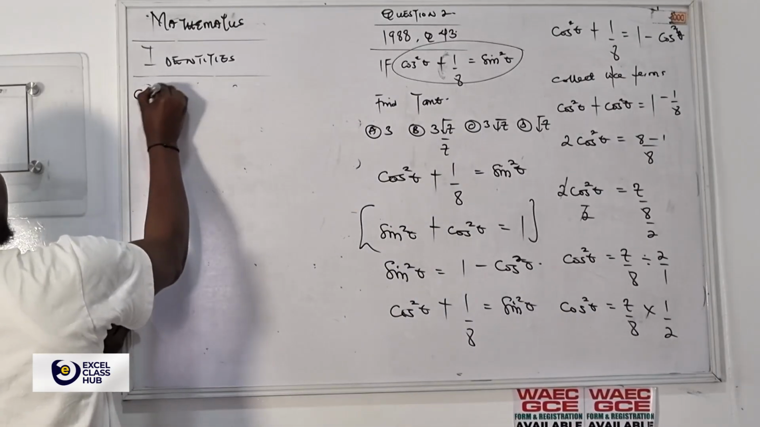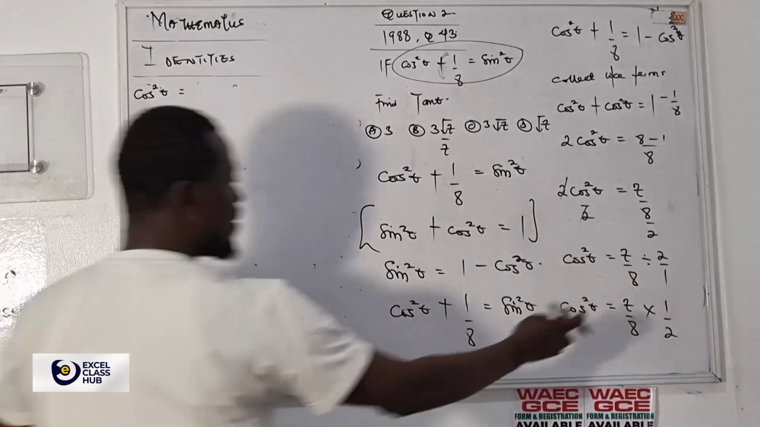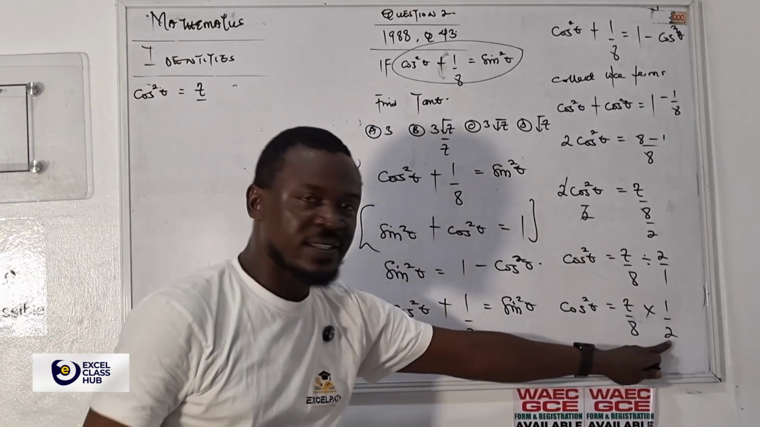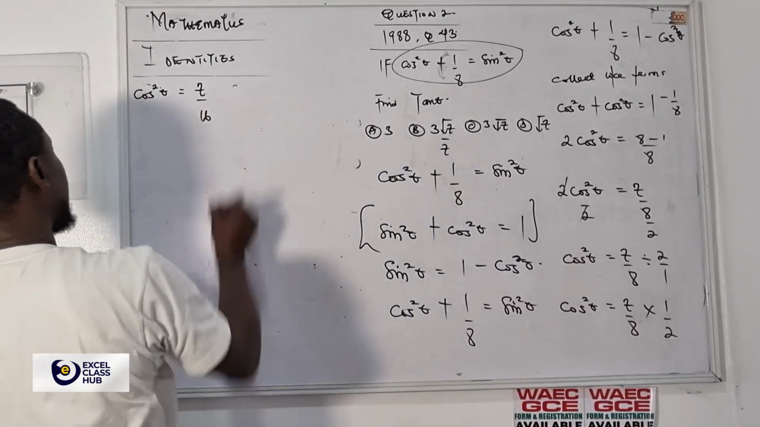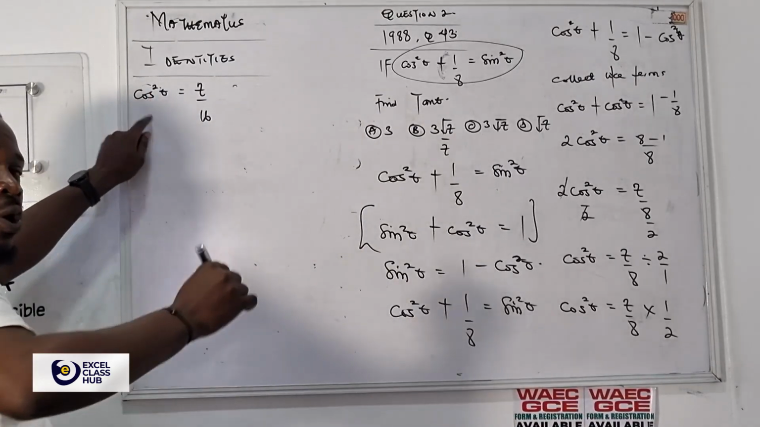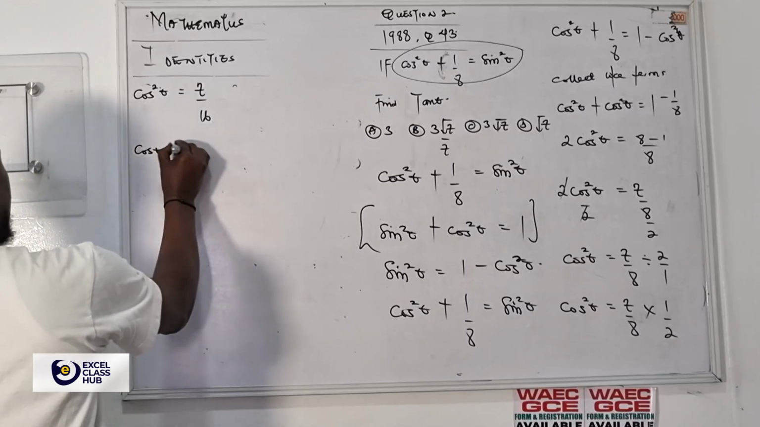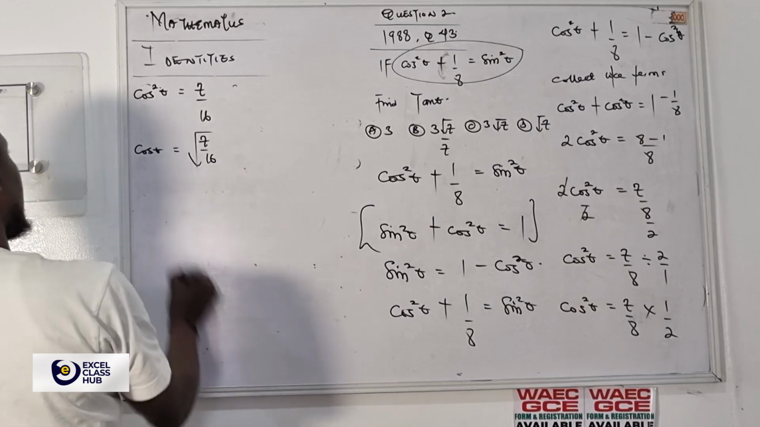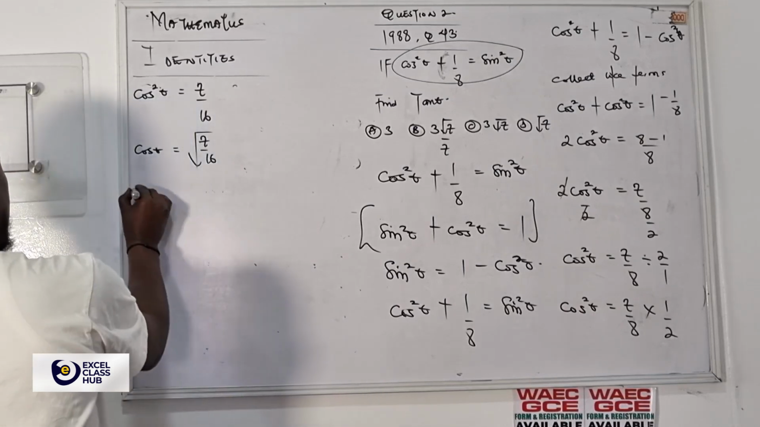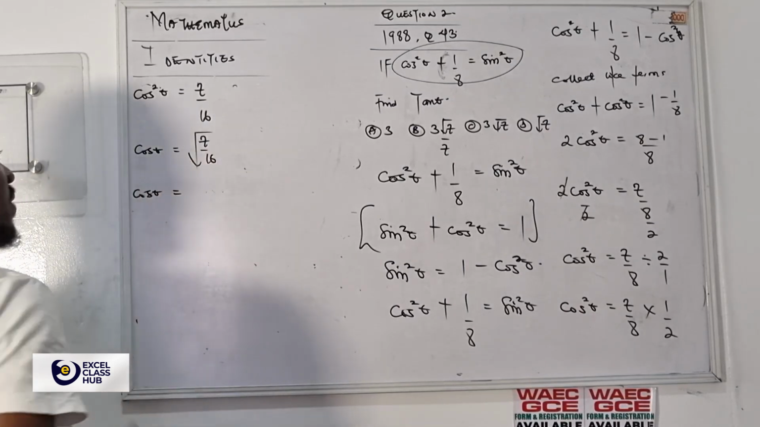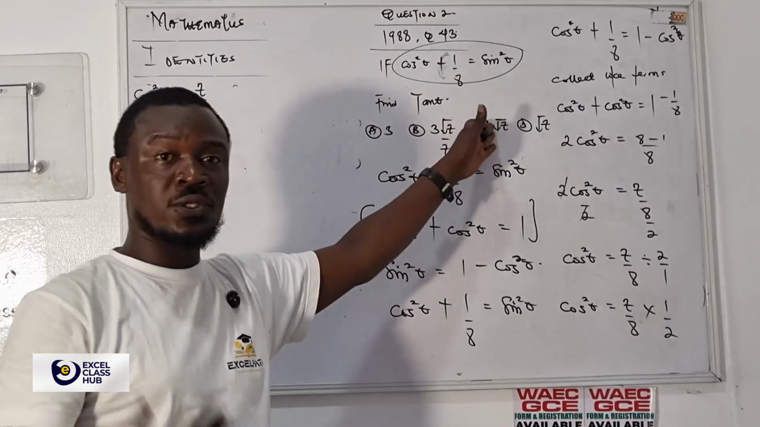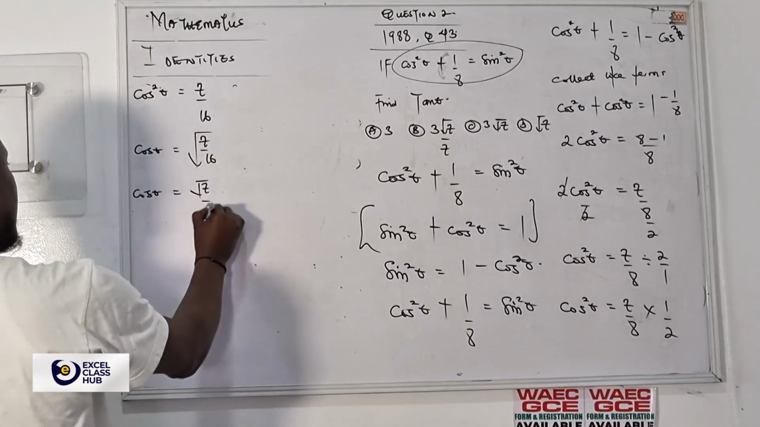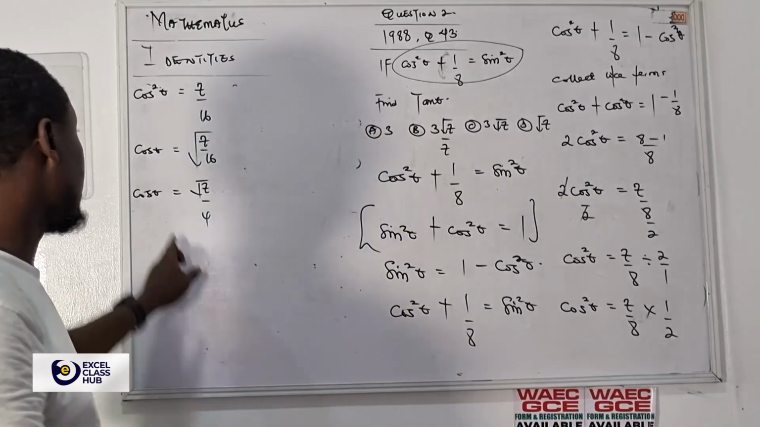Cos square theta will now give me 7 times 1 will be 7 over 8 times 2 will be 16. If I want to remove this square here, it will turn to square root. So that means cos theta will be square root of 7 over 16. You can see that this is solved from now. That should be cos theta. I can't get square root of 7 because the answer there, they are in solved form. So I'll leave this root 7. But the square root of 16 is 4. So I've gotten my cos.